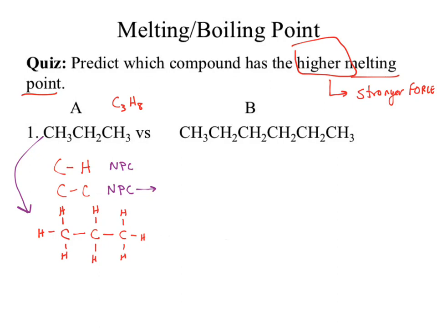The what? I'll accept that. Our London dispersion force, we'll get back to the other part of that starting. The nonpolar covalent bond for carbon to hydrogen is also a London dispersion force. Okay. What are we looking for here? Go all the way back to what we said. Higher melting point meant stronger force.